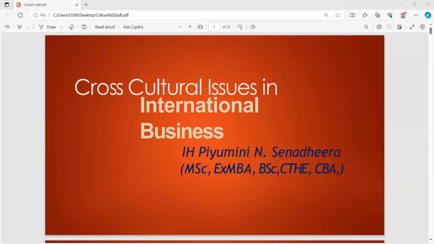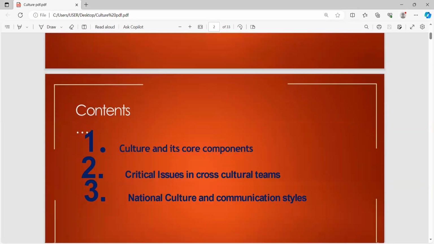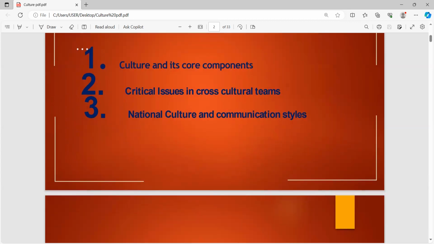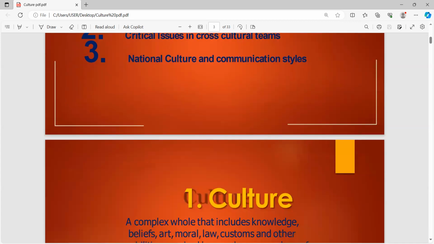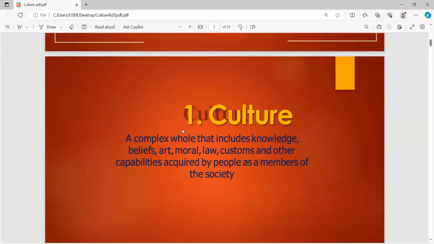Today our topic is cross-cultural issues in international business. These are the things we are going to discuss today. Firstly, we are going to discuss the core components of culture. Secondly, we discuss the critical issues in cross-cultural teams. Then what about national culture and communication styles? First we will look at the components. Before that, let's see what the meaning of culture is.